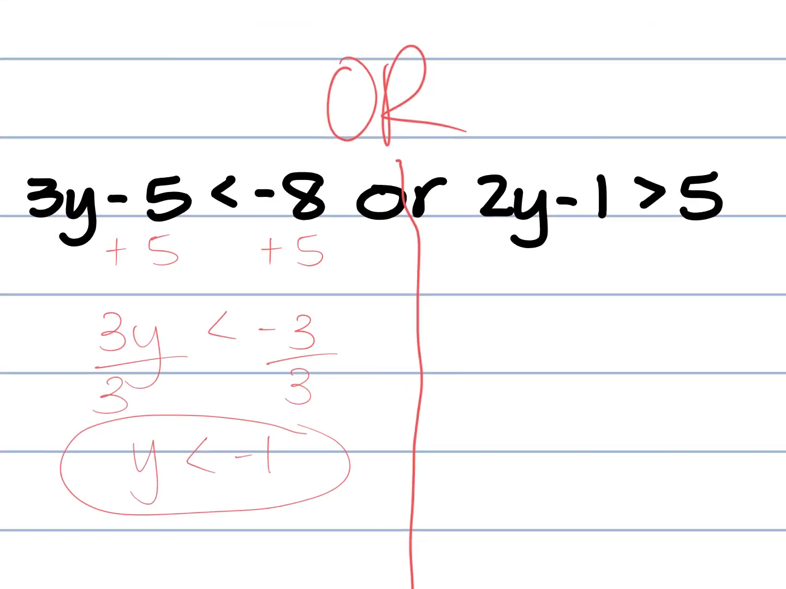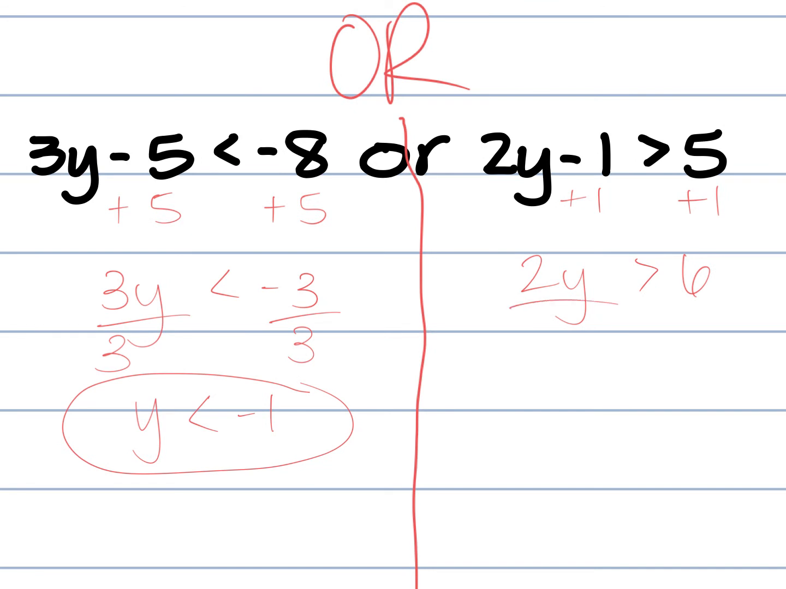Someone new. Addison. You add 1 to both sides. Bingo. What do I get? 2y is greater than 6. Excellent. Brooke, take over. What do I do? You divide by 2 on both sides. Love it. And I get y is greater than 3. Bingo.